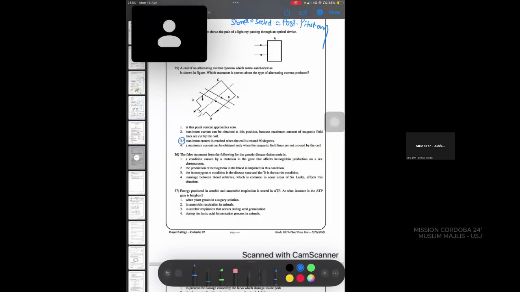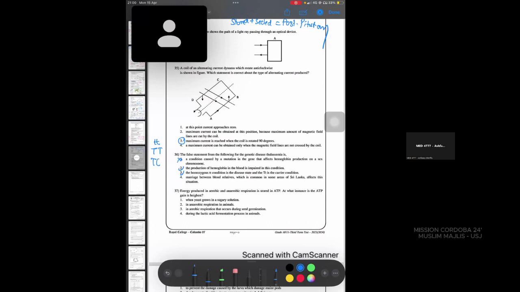Condition is caused by a mutation in a gene that affects the hemoglobin production of a sex chromosome. It's wrong. It is an autosomal chromosome. Production of hemoglobin is impaired. Correct. In thalassemia, the structure of the hemoglobin is changed. So when the structure of the hemoglobin is changed, what will happen? There will be changes in the oxygen production. Homozygous tt condition is diseased and capital T small t is carrier. That is true. Thalassemia is an autosomal recessive disease. So therefore, small t is thalassemia. Capital T small t is the carrier. Marriage between blood relatives, that is common in some. Correct. Blood relative marriages will increase thalassemia.